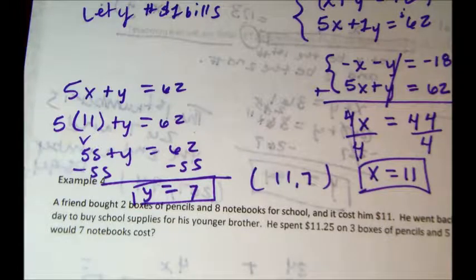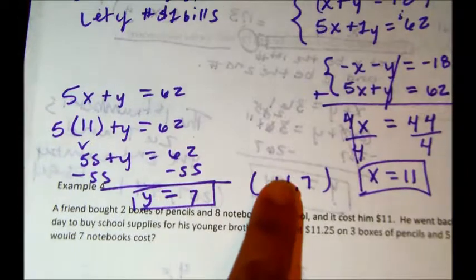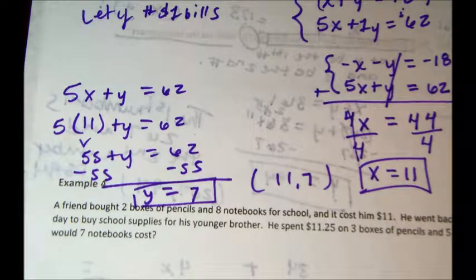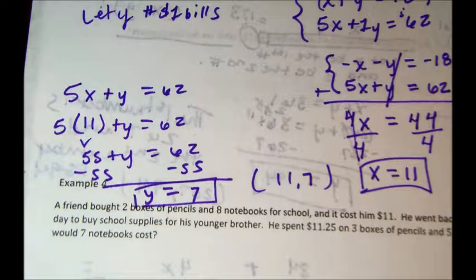The next step is to check our work. It's obvious that 11 plus 7 is 18, so we know that the family member has 18 bills.